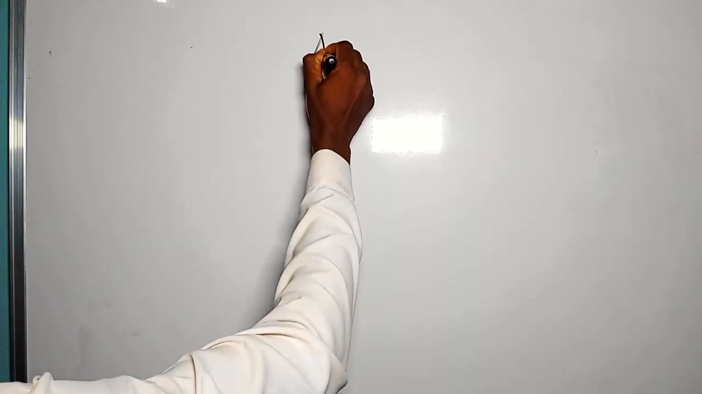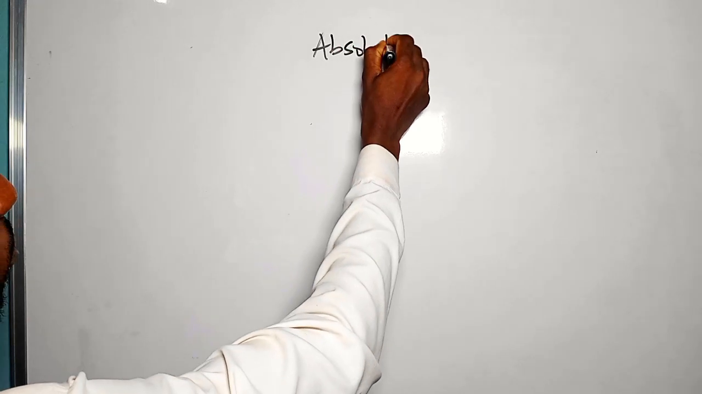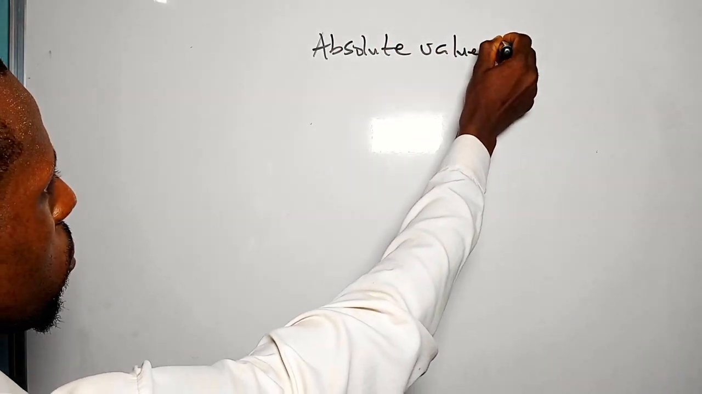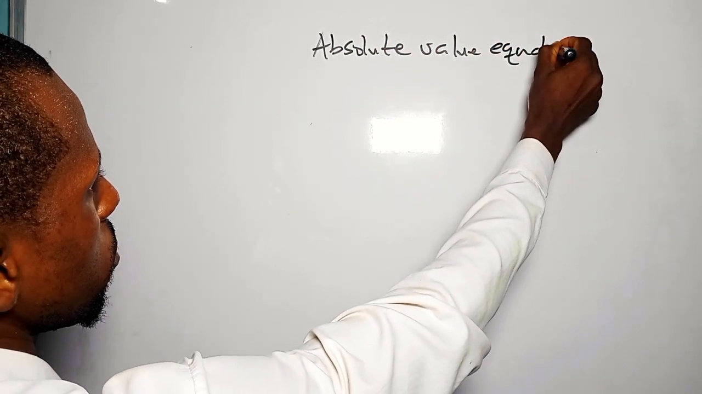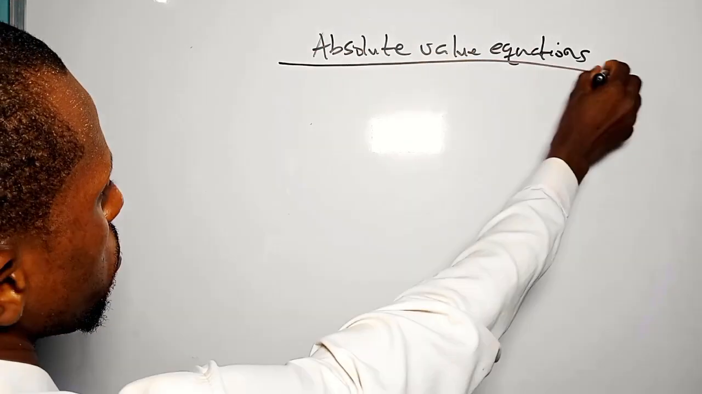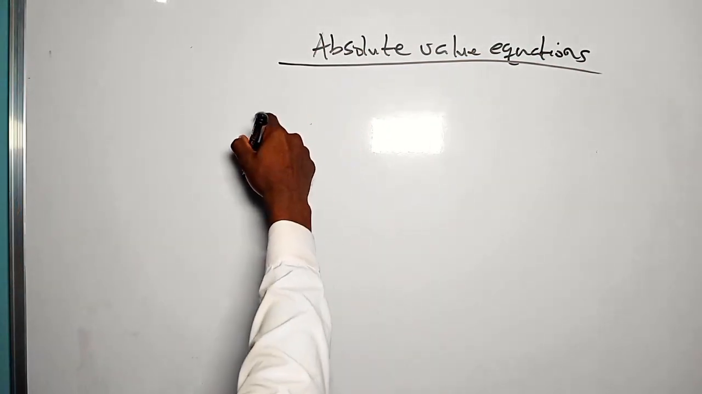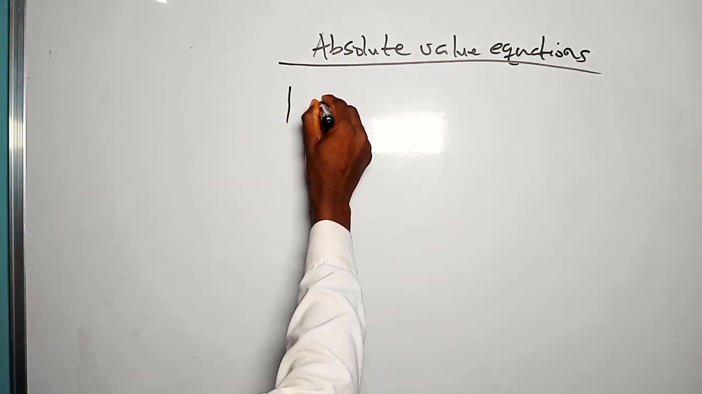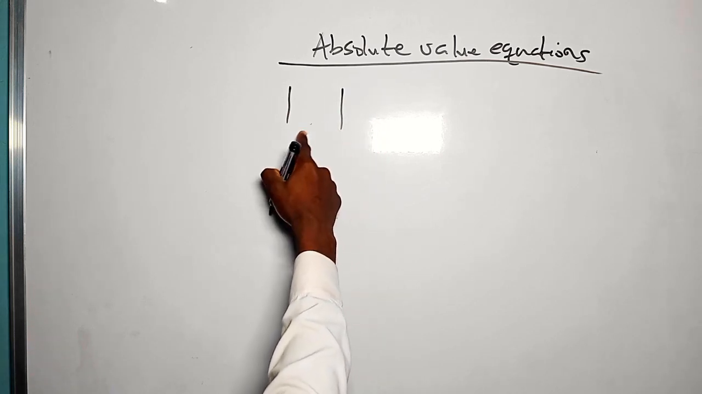Hello everyone, in our class today we'll be working on absolute value equations. Okay, so we look at equations that come in the form of absolute value. The absolute value is written as a vertical line, like this.